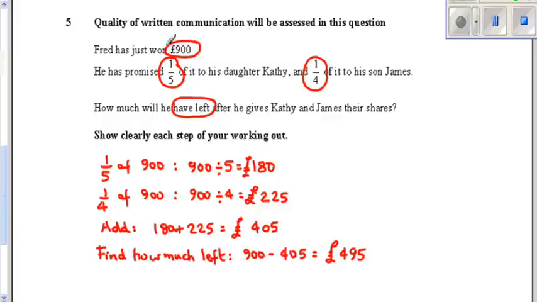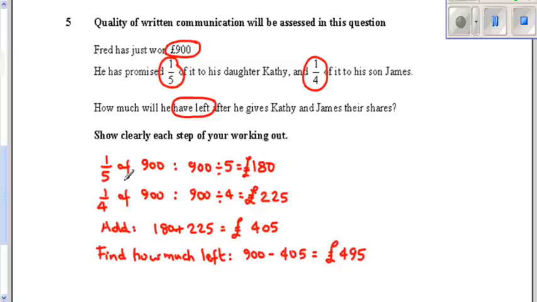So again, the key words are circled or highlighted. Fred has won 900 quid. He's promised a fifth to his daughter Kathy and a quarter to his son James. How much will he have left after he pays out Kathy and James their amount of money?